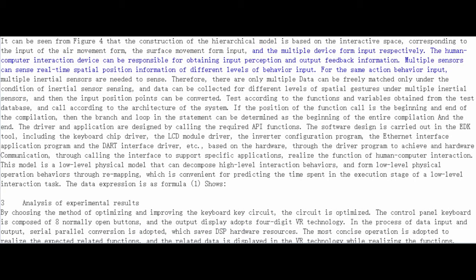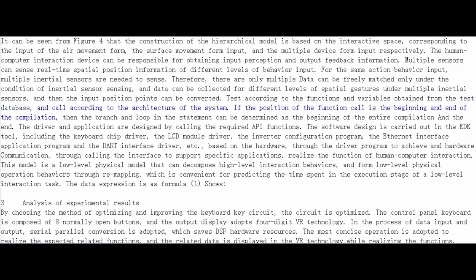Multiple sensors can sense real-time spatial position information of different levels of behavior input. For the same action behavior input, multiple inertial sensors are needed to sense. Therefore, multiple data can be freely matched only under the condition of inertial sensor sensing. And data can be collected for different levels of spatial gestures under multiple inertial sensors, and then the input position points can be converted. Test according to the functions and variables obtained from the test database, and call according to the architecture of the system.